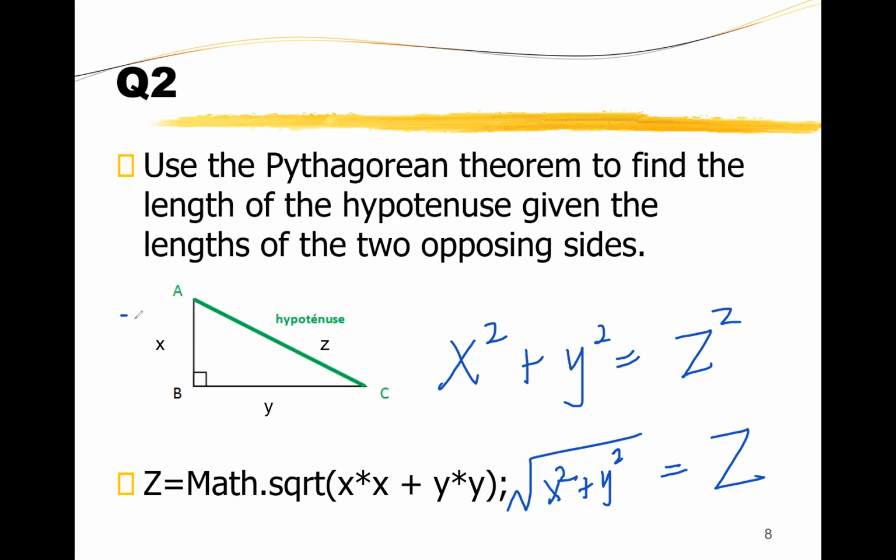Now, let's assume x equals 3 and y equals 4. What's going to be the z value? Quickly find out and send me the answer via chat.